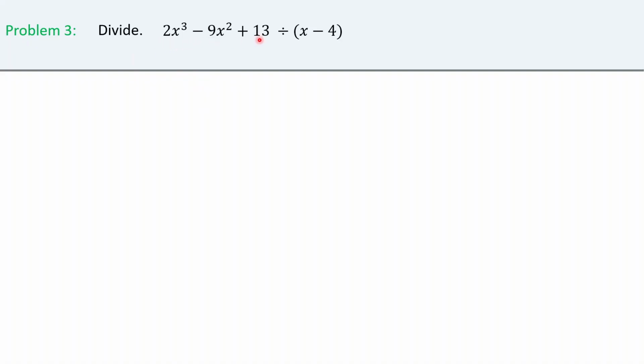This is the last problem. We need to divide this polynomial by x minus 4. If you look at this polynomial, you have x cubed, x squared and the constant. There is no x term. The x term is missing. If a term is missing, you need to add that term with 0 coefficient. So we need to add an x term with 0 coefficient. Let us divide.